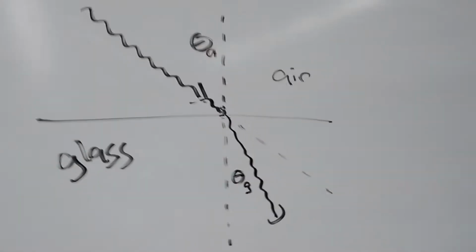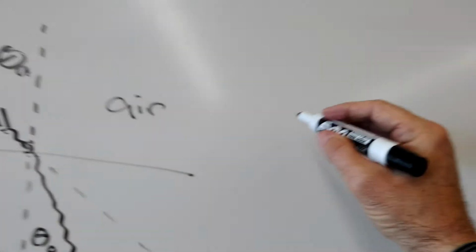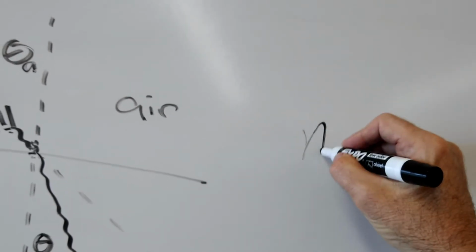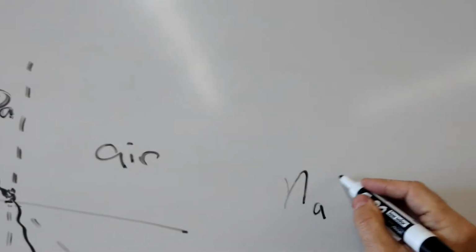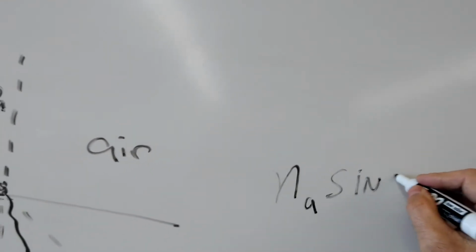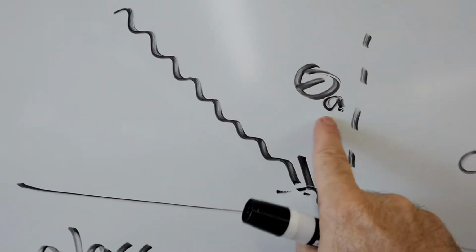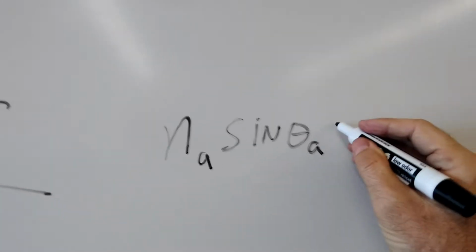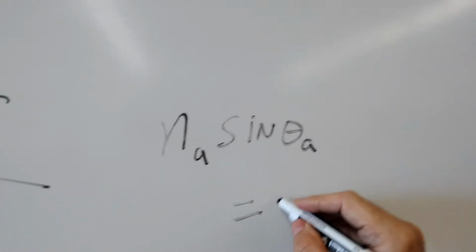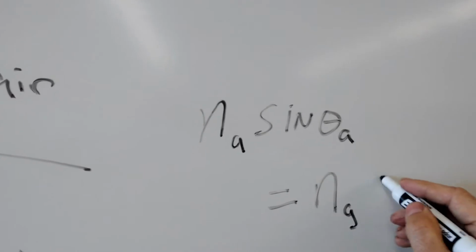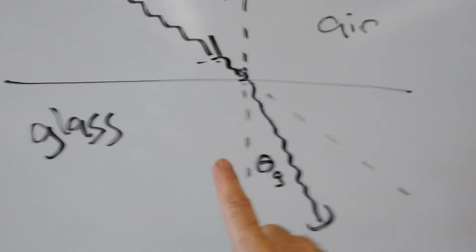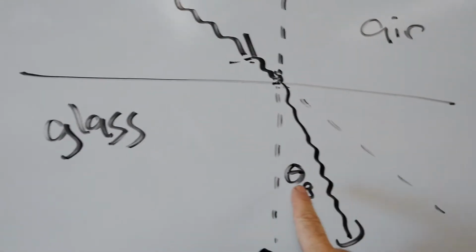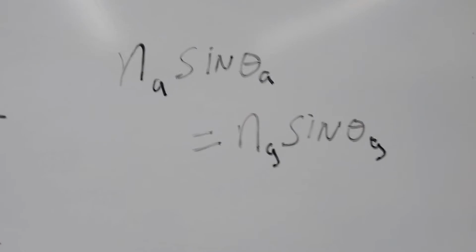And the index of refraction of the air times the sine of the refractive angle for the air, which is this angle right here, is equal to the refractive index of the glass times the sine of the refraction angle for the glass, and that would be this angle right here. And this is called Snell's law.